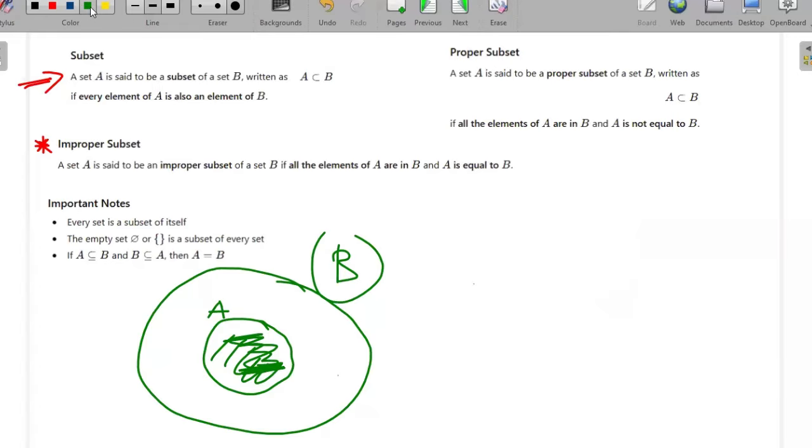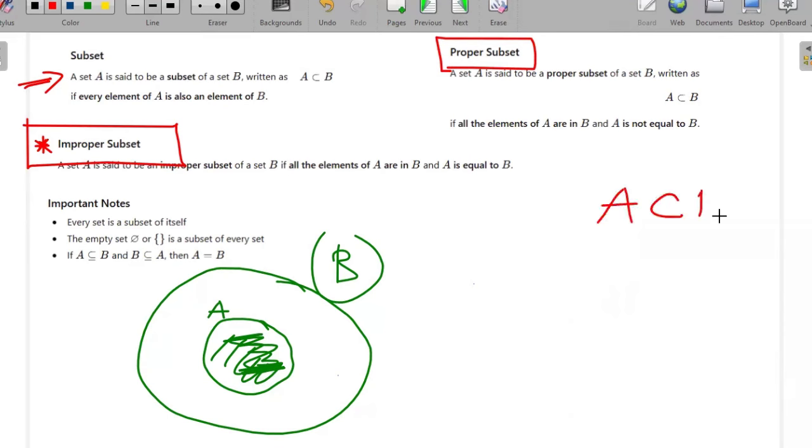So now we have two types of subsets. We have what we call the proper subset, and we have what we call the improper subset. So it's very important to know both of them. Okay, so when is a subset said to be proper? A set A is said to be a proper subset of B, written as A ⊂ B, if all elements of A are in B, but A is not equal to B.